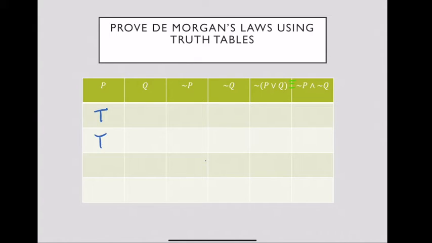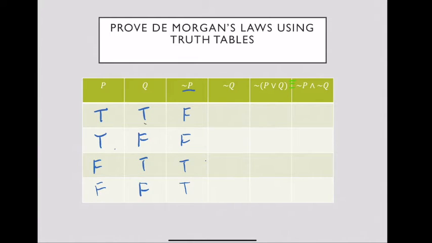Okay, so if I have P as true, true, false, false, then Q would be true, false, true, false, right? This is so I have every possible combination of true and false. So this first column is not P. That's the negation of our P. So if P was true, now it's false. P was true, now it's false.